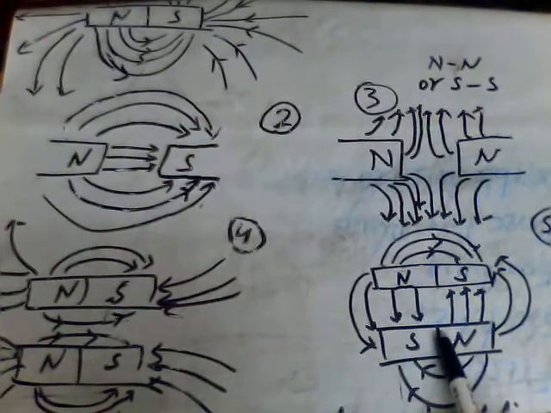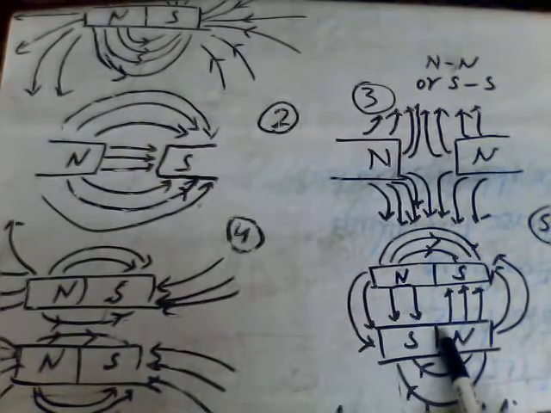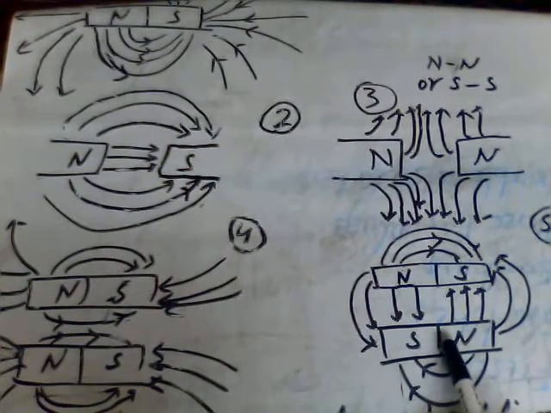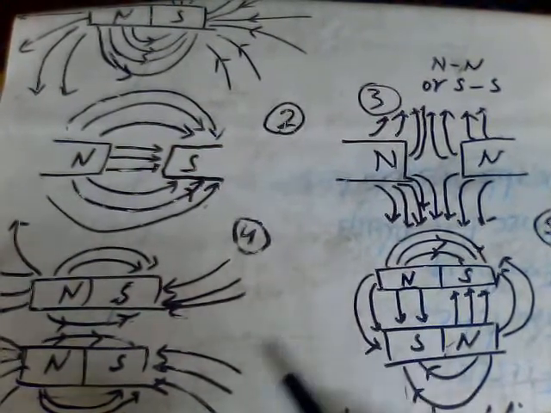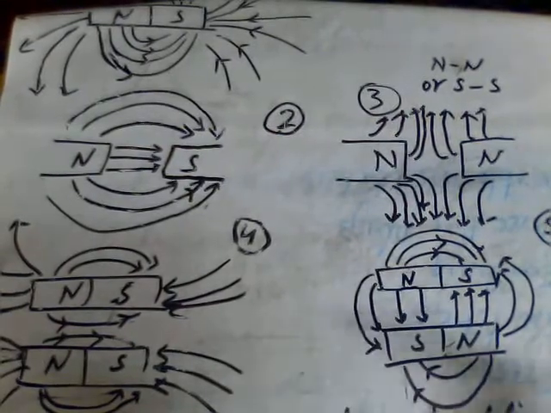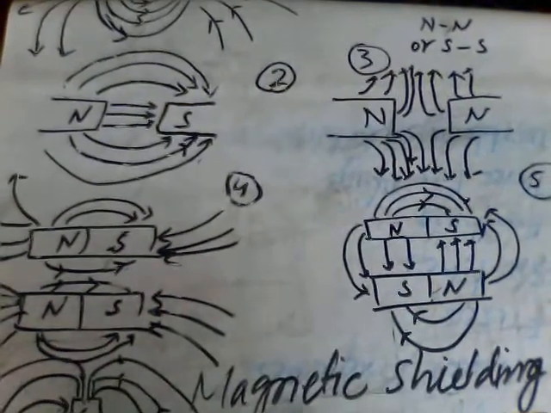Here we learned about the magnetic field when two magnets are placed together in different ways. Now the next topic is magnetic shielding.